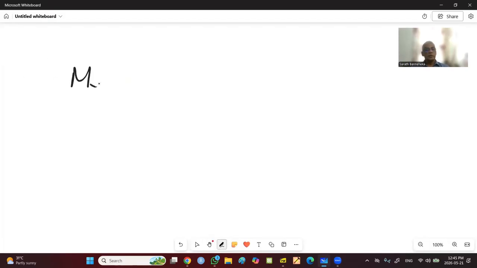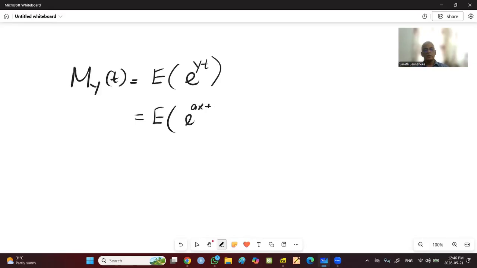So what you're looking at is M_Y(t). By definition, this is equal to the expected value of e to the power y times t. But y is equal to ax plus b, so we can replace y by ax plus b. Then you have e to the power (ax plus b) times t. Notice here capital X, here capital Y.